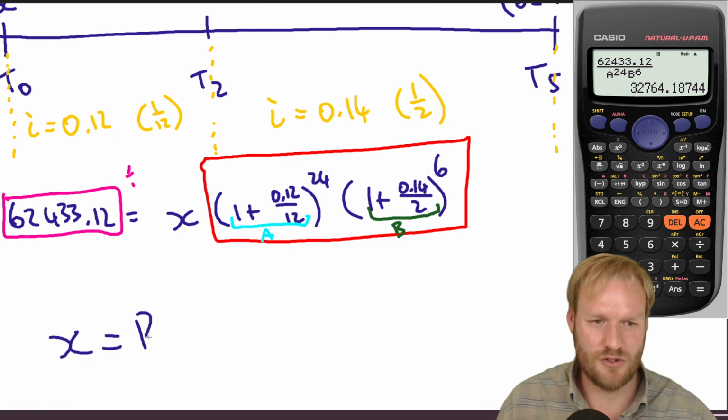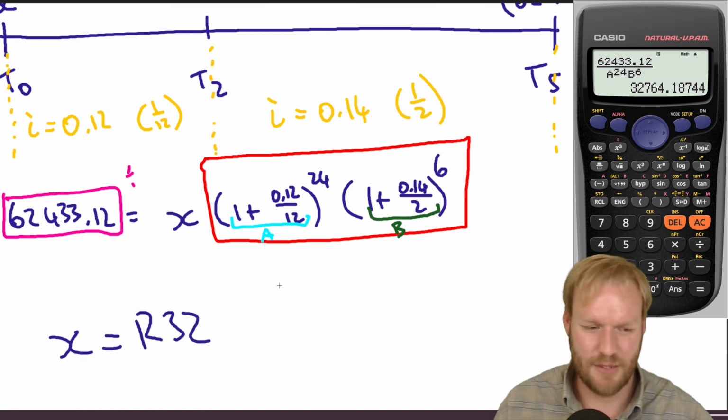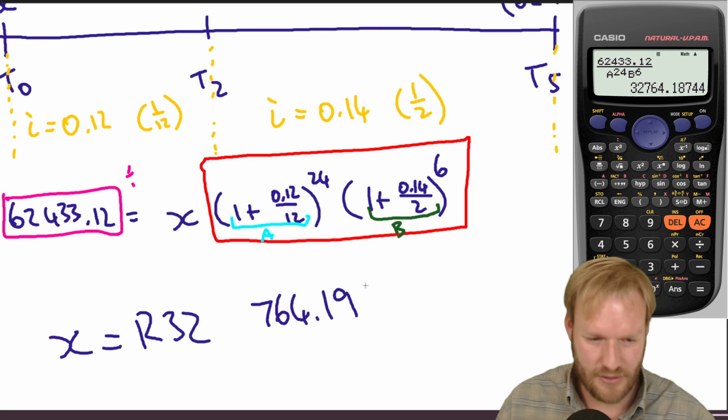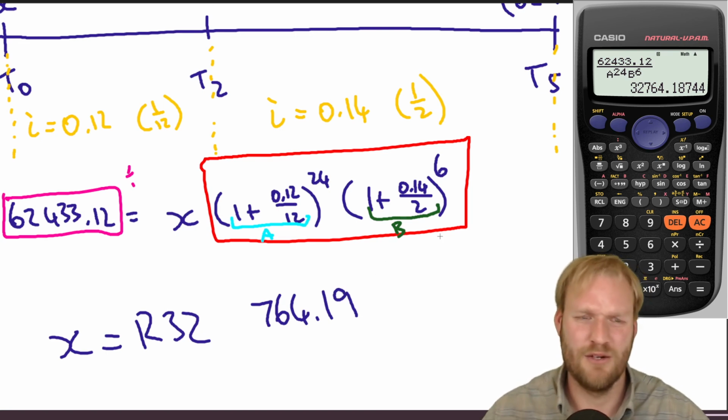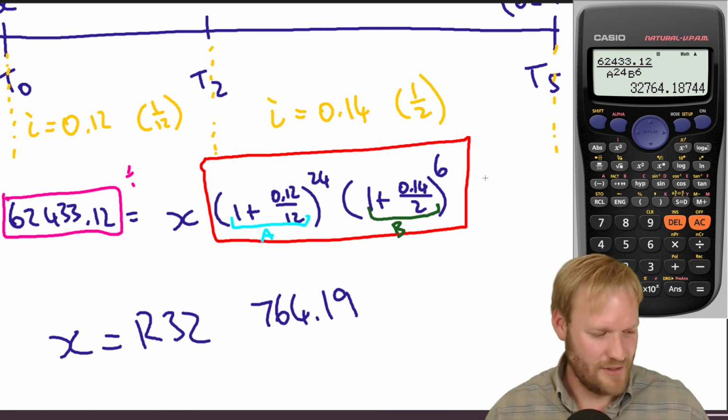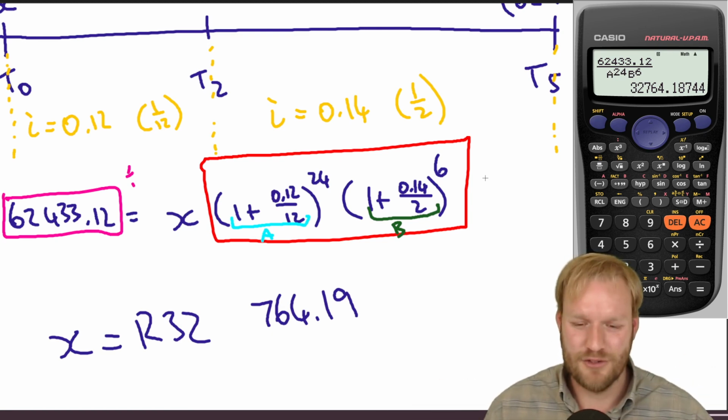Not too much work in the end for that once we had set up our timeline. 32,764.19, looking at the calculator here. So yeah, not too bad once we had our timeline and just plugging into the calculator in the right way. So that's it for these ones.